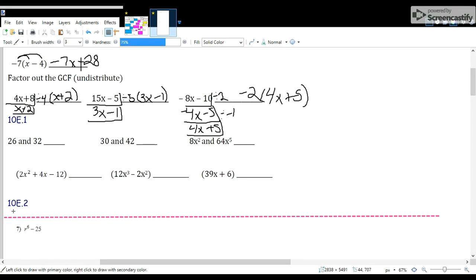Okay, let's turn the page to the second page of our packets. We're still finding the GCFs, and we're just finding the GCFs of these 3. So let's just look at this example, 8x squared and 64x to the 5th. So if you look at your calculator and go to Add Calculator, go ahead and go to Menu, 2, and 5, greatest common divisor. Type in your 2 numbers, 8, 64, press enter, you should get 8. So the greatest common factor of 8 and 64 is 8, so we can divide out 8.